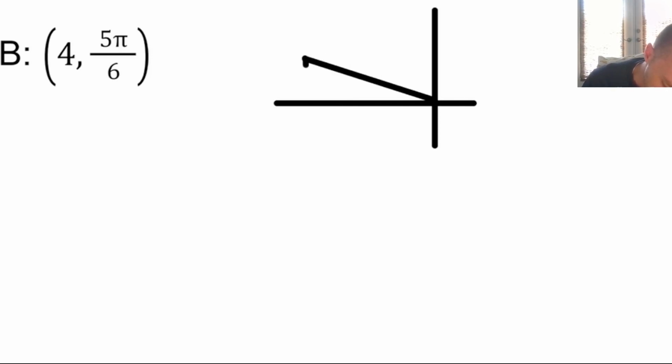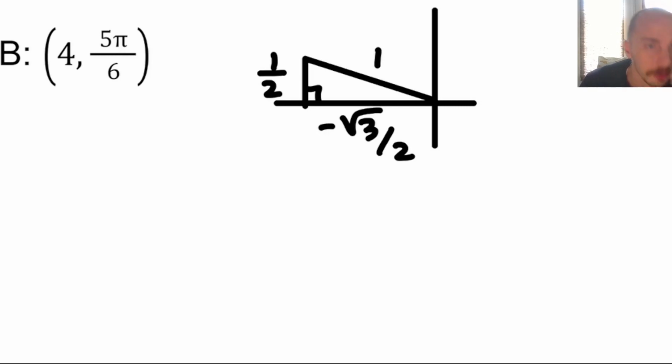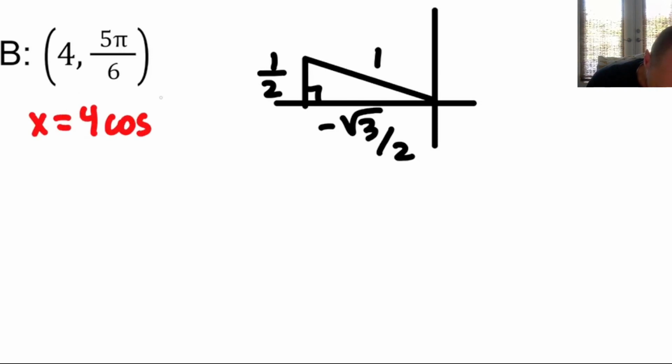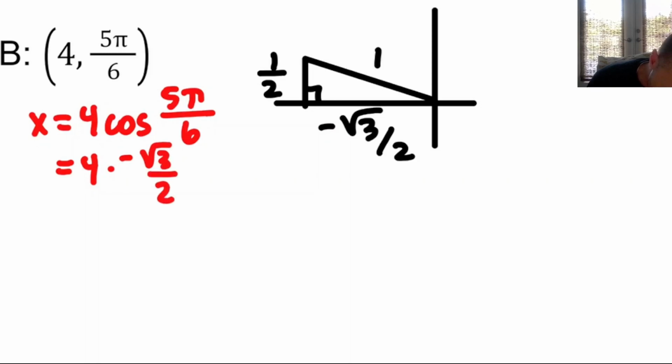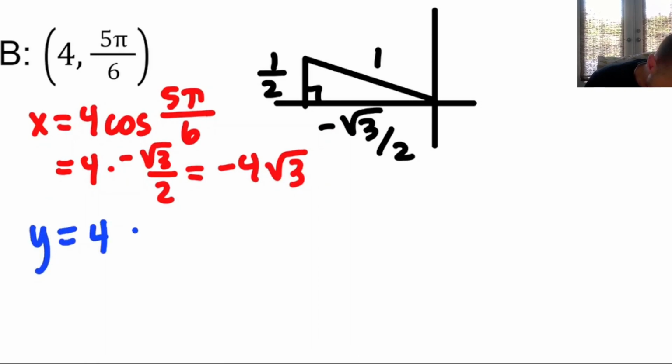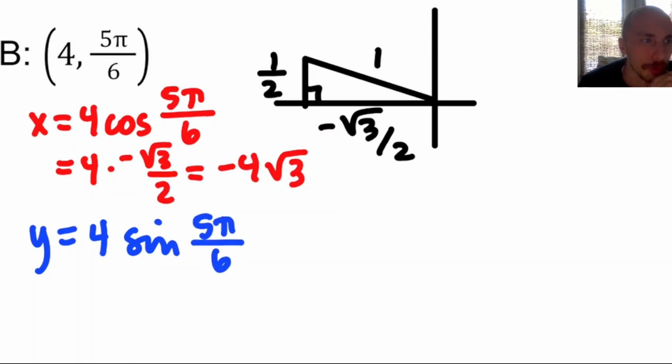Ooh. Well, that'll be all right. So that's going to be a half. The longer leg is root 3 over 2, and the hypotenuse is 1. That's going to need to be negative because I'm in the second quadrant. And so, all right, x equals 4 cosine of 5 pi over 6. And that would be 4 times negative root 3 over 2, and that's going to be negative 4 square root of 3. And then y is equal to r sine theta. And that's 4 times a half, which is going to be 2.